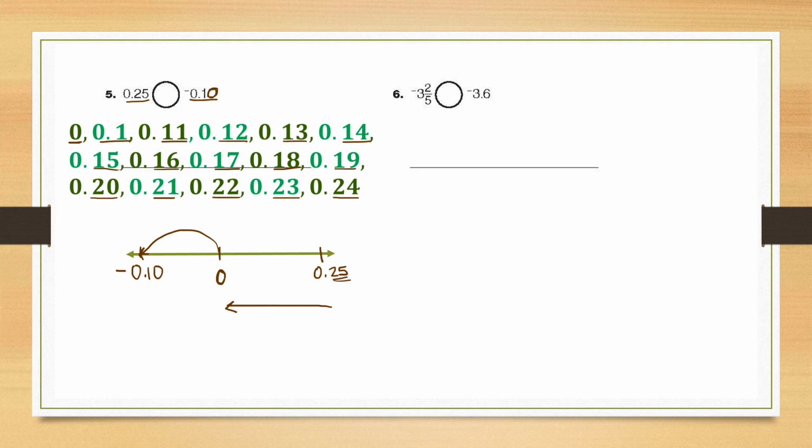I think the most popular answer should and would be 0. Question number 6. Negative 3 2/5 compares to negative 3 6/10. I'm going to change 2/5 to a decimal. 2 divided by 5 is 0.4. So this would become negative 3.4.